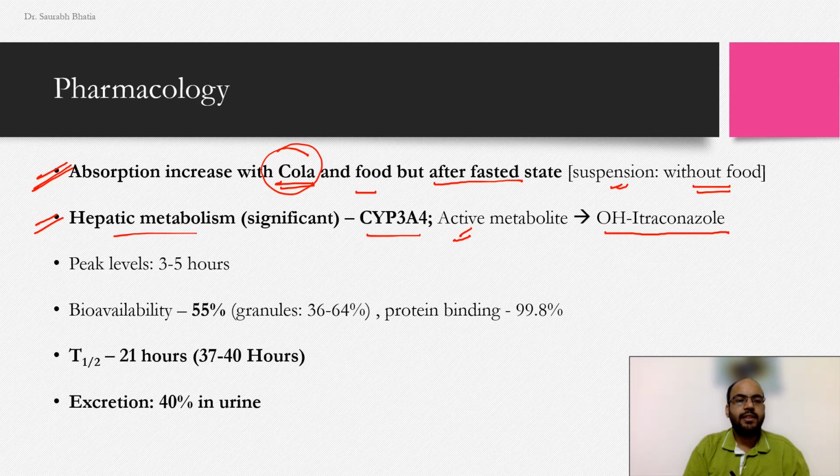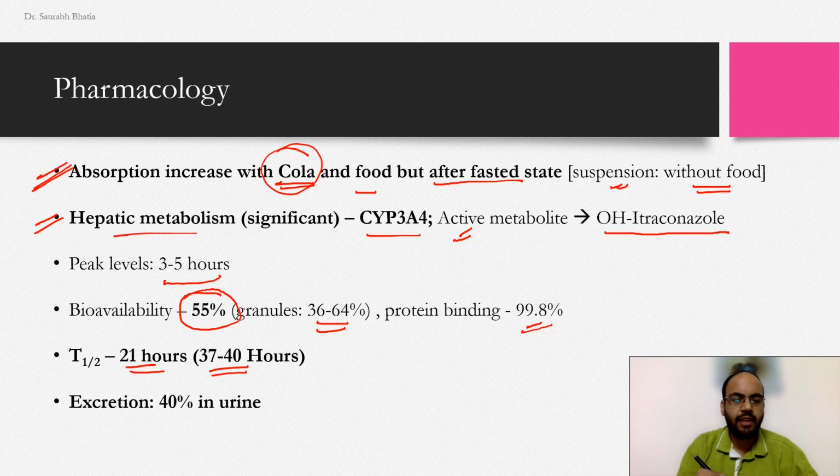Peak levels are achieved in 3 to 5 hours. The bioavailability is 55%. This is from the drug insert, that the bioavailability of itraconazole is 55%, while the granules are 36 to 64% bioavailable. It is 99.8% plasma protein bound, and the half-life is 21 hours. If you want a range, it is 37 to 40 hours, but on average it is said to have a half-life of 21 hours.